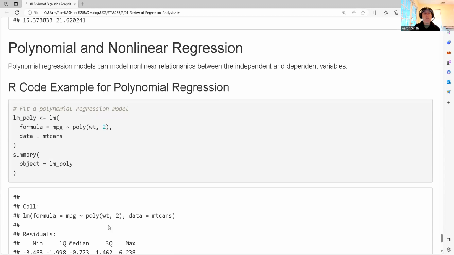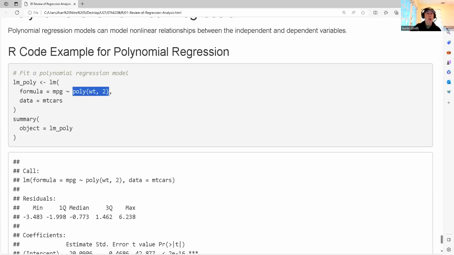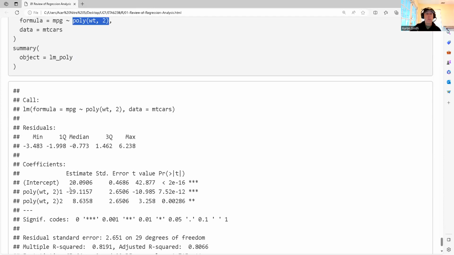Now we have the option of doing polynomial regression also. R makes this pretty easy, where I just use the poly function. I specify the predictor variable, I specify the degree, and this function in R will give me orthogonal polynomials automatically, which is very nice.